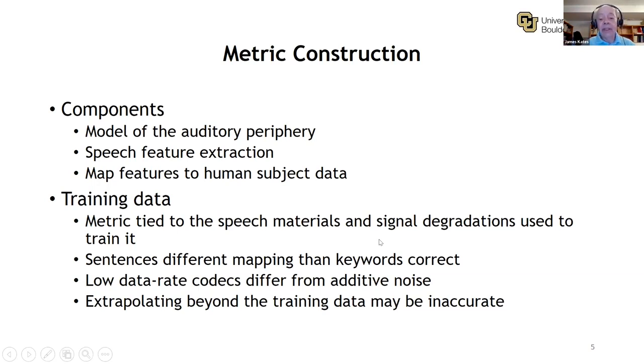And if I'm dealing, say, with speech quality, and I train my system on low data rate codecs, that's going to give me a different transformation than if I'm concentrating on additive noise. So again, just a reminder that if you want to apply one of these metrics to data that you have or to signal processing that you are developing, trying to extrapolate beyond the specific training data used for that metric may give you inaccurate results.